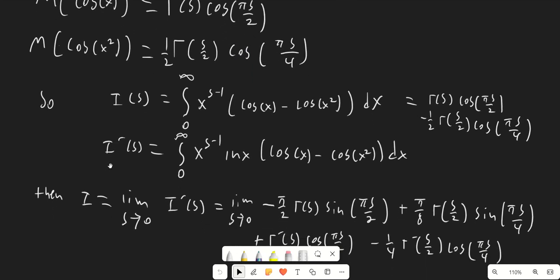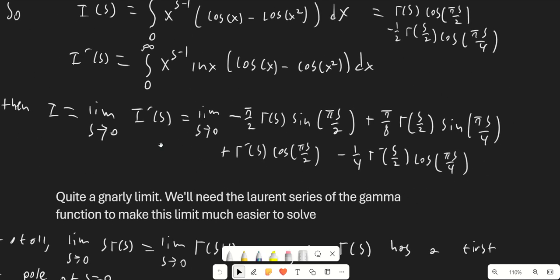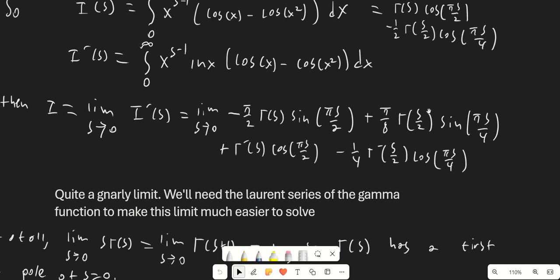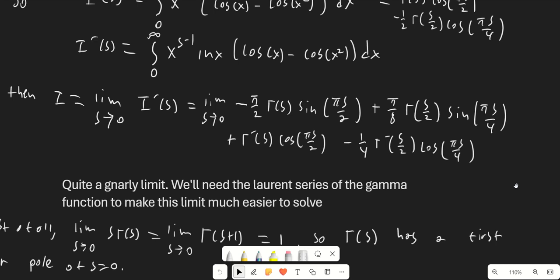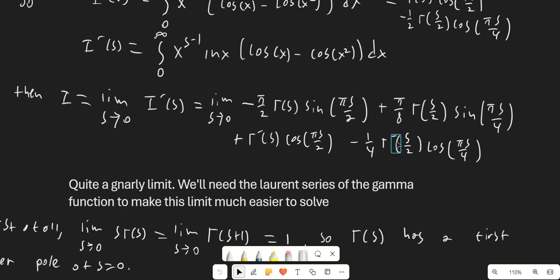We can also differentiate this function I of s to get I prime of s, and we get this natural log of x out in front. Then we take the limit as s goes to 0 of I prime of s, and then this will become x to the negative 1 right here. And so now all we have to do is evaluate this limit over here. And this is pretty nasty since it is the derivative of this function right here, and we get a lot of product rule stuff, but we have a lot of fun tricks that we can use.